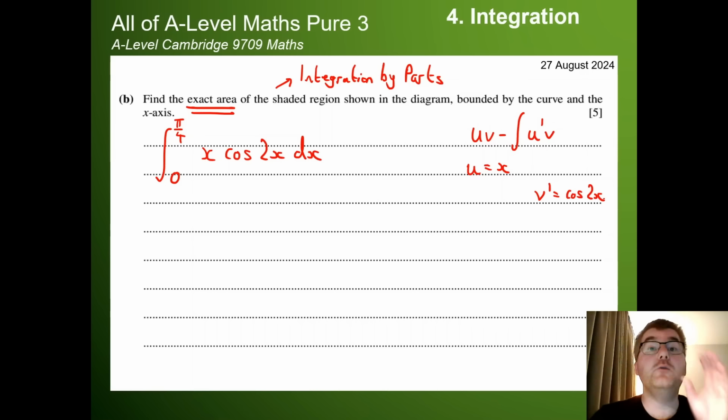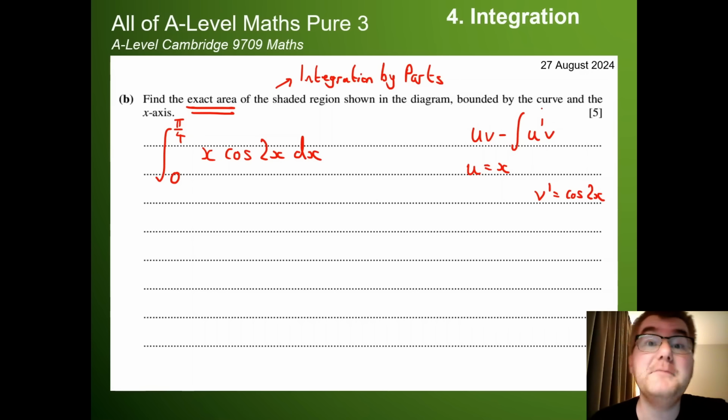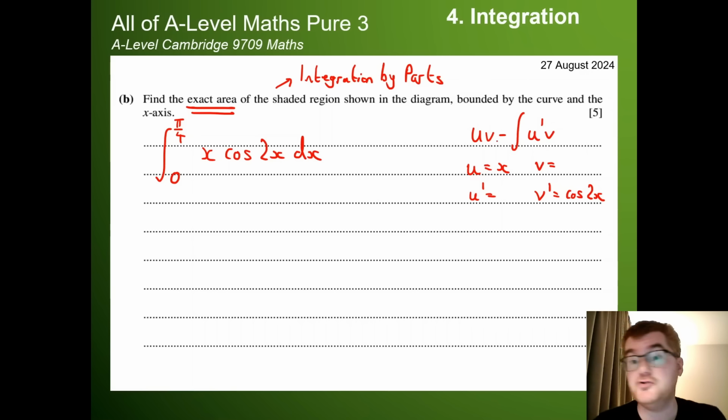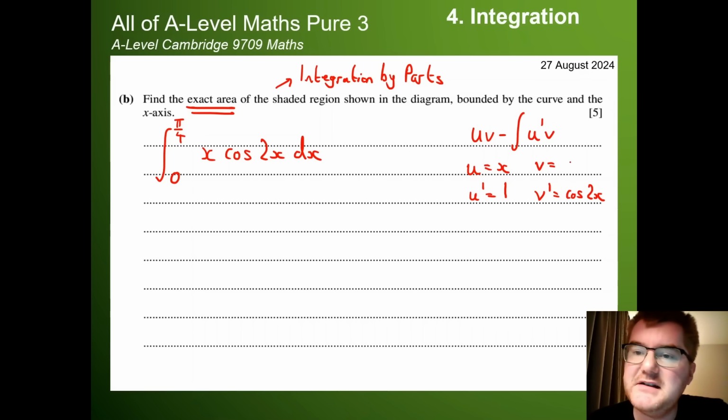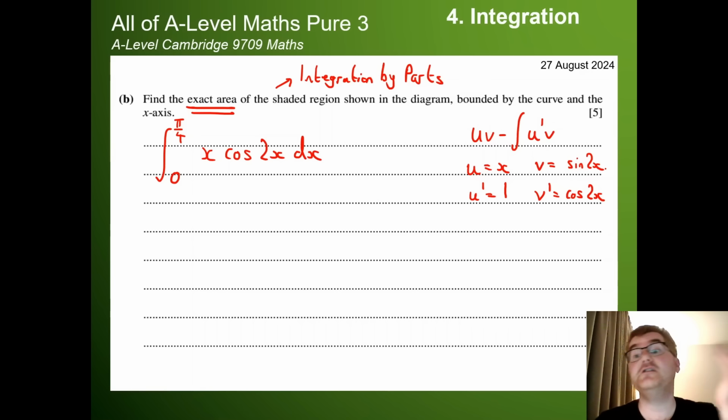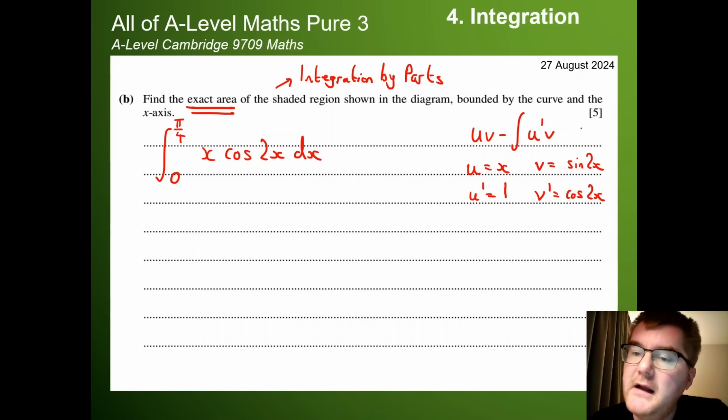So we set it up in exactly the same way, but we have to be a little bit careful. And now we want to work out what u dash and v are. Now u dash is nice and straightforward. It's equal to 1. With this, we need to integrate cos 2x. So we know there's going to be a sine 2x involved because sine differentiates to cos. But now we need to consider this 2 by the coefficient, and therefore we need a half in here. So when we actually differentiate, 2 times a half gives us 1.